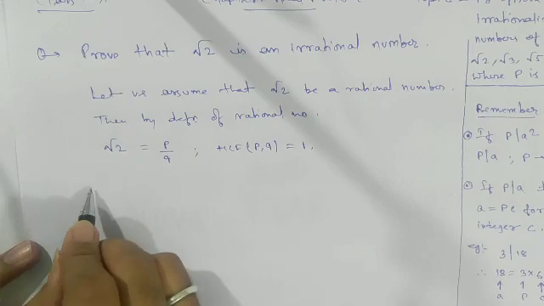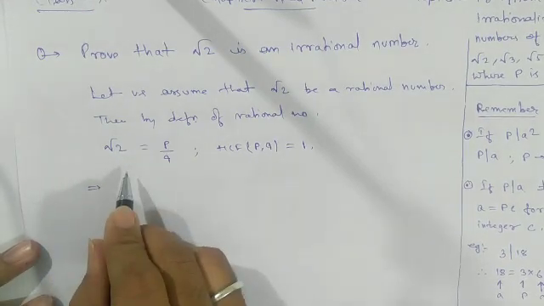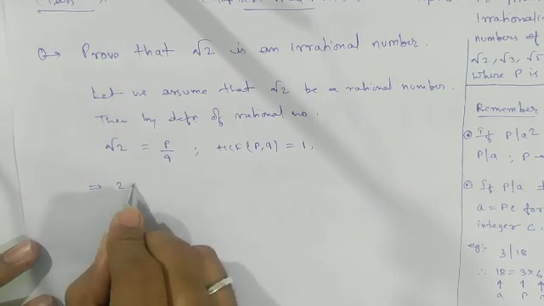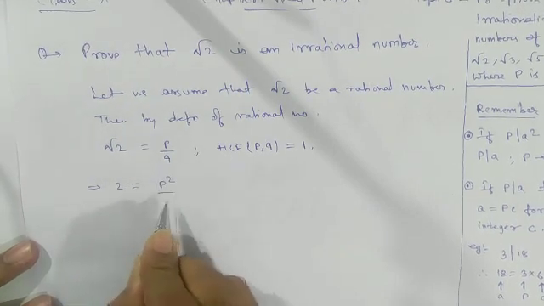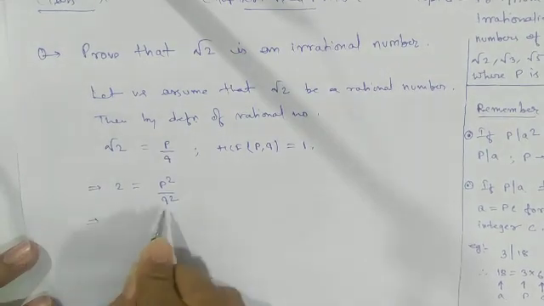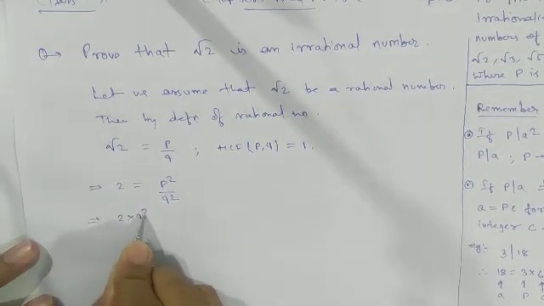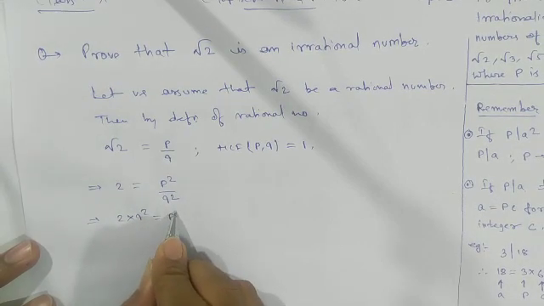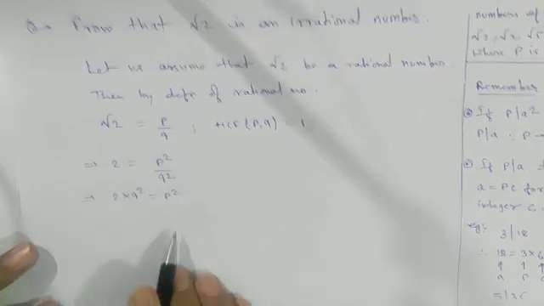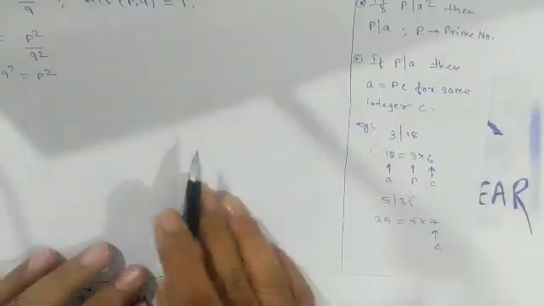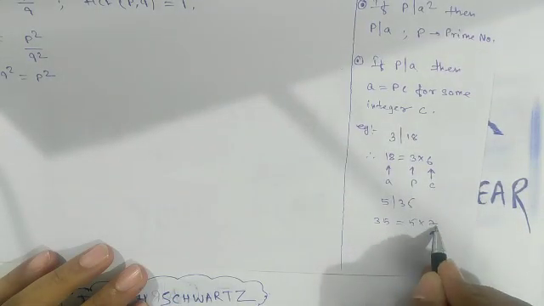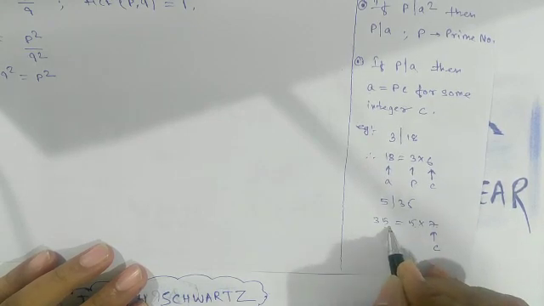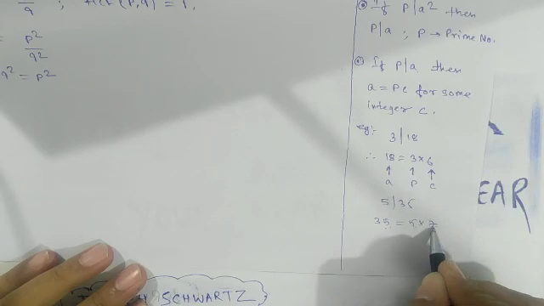Now we'll square both sides. Squaring both sides, you will get 2 equals p square by q square. You can write this as 2 into q square equals p square. Look here: if we take 5 into 7 equals 35, then 5 is a factor of 35. Similarly, 7 is a factor of 35.